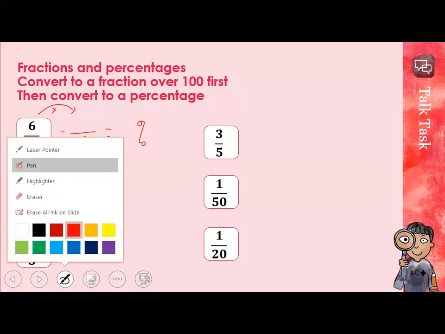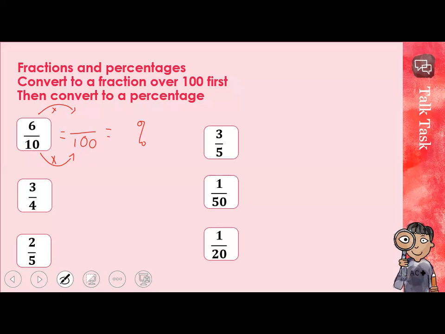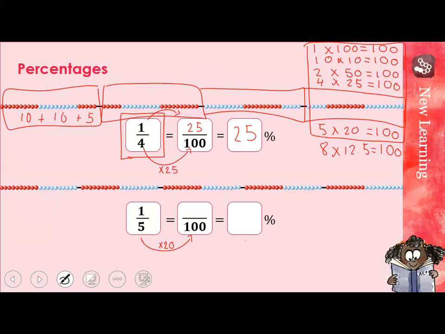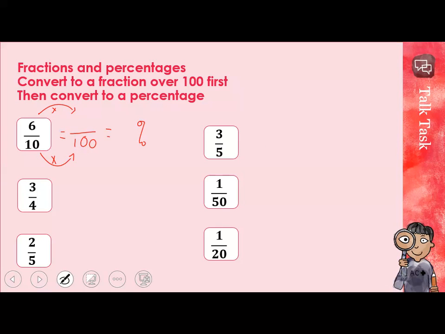So for example, let's do this first one together. I've got 6/10, I need to convert it to a fraction over 100. What do I multiply 10 by to get to 100? Well, don't forget, you can keep referring back to this slide if you want. Remember, I encourage you to write those down. That was for a reason. They are going to help you. So what have I multiplied 10 by to get to 100?